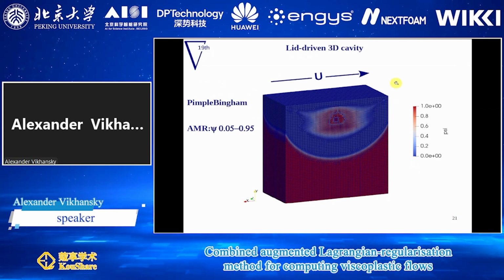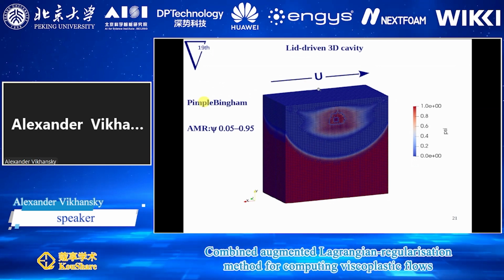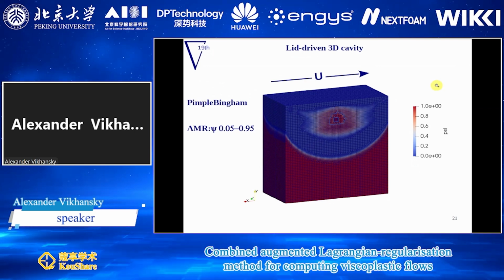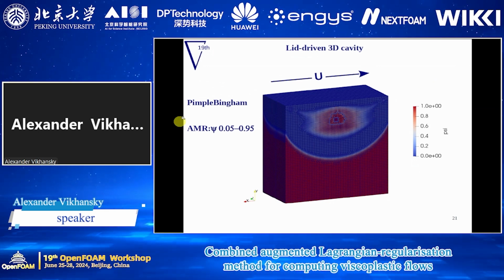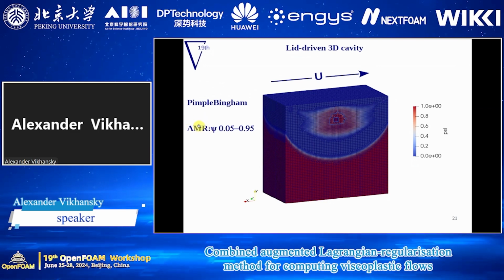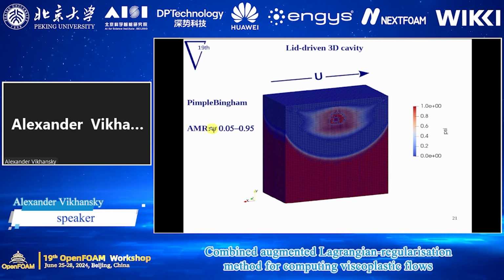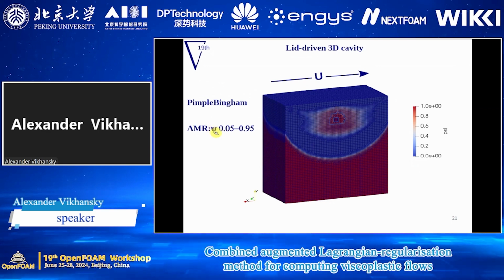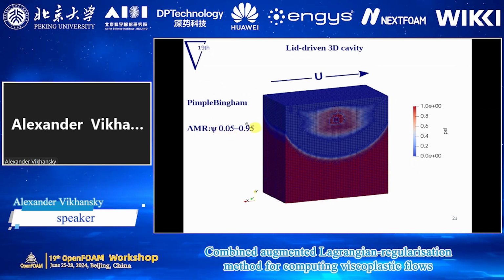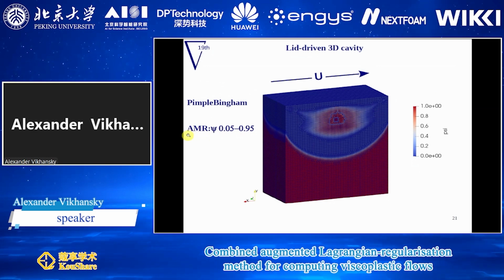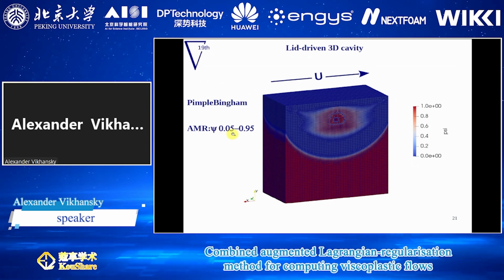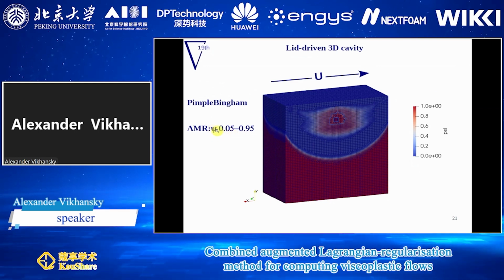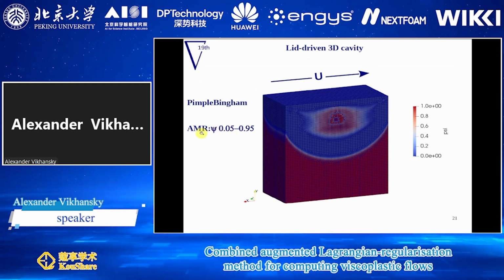And here I use the PIMPLE method. The great advantage of the PIMPLE algorithm in OpenFOAM is that it allows for adaptive mesh refinement. Of course, in this case, the regularization function psi is a natural candidate for the criteria for the AMR, right? So I refine the mesh in the regions where psi is not 0 and not 1. So it is at the boundary.